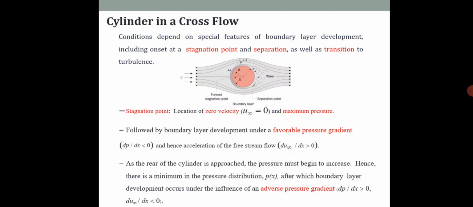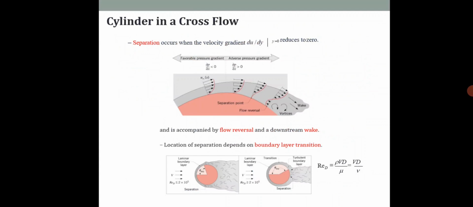In this region there will be an acceleration of the free stream flow. As the rear of the cylinder is approached, the pressure should also increase. Hence there is a minimum in the pressure distribution P(X), after which the boundary layer develops under an adverse pressure gradient. You can see that ∂P/∂X is greater than 0, that is the pressure is increasing, and ∂U/∂X is less than 0, that is the velocity is decreasing. Please see the diagram.